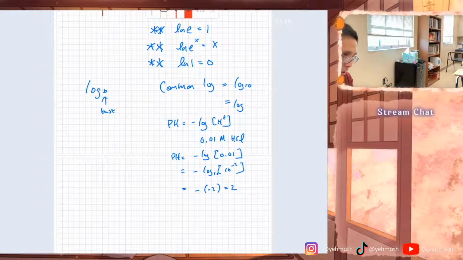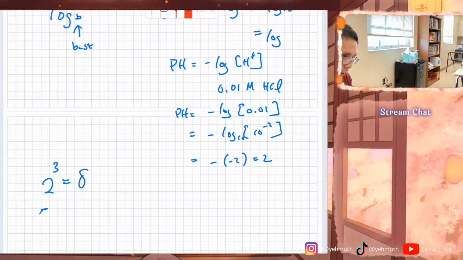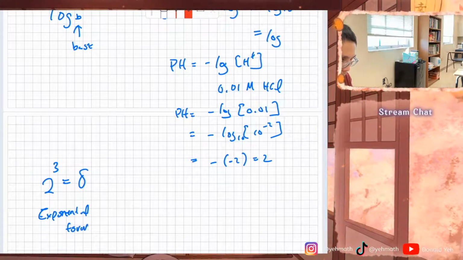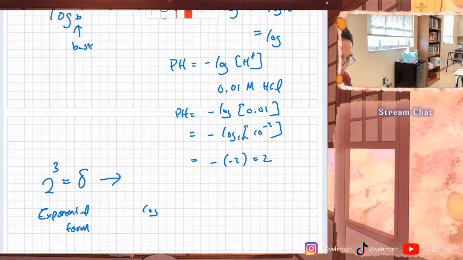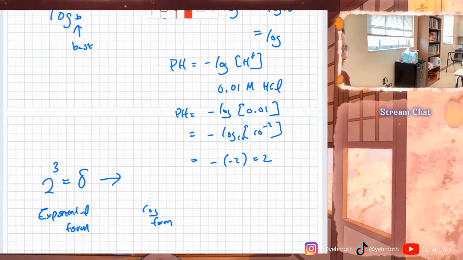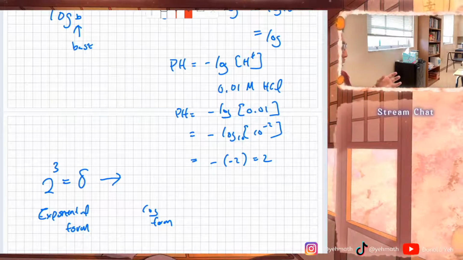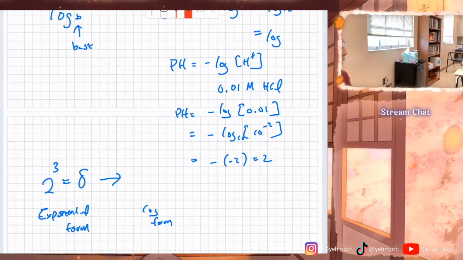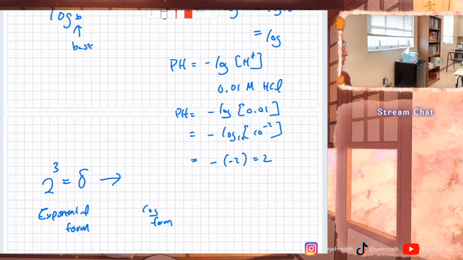In a regular situation, let's say you have 2 to the third power is equal to 8. This is called exponential form, and you can convert to logarithm form. How do you convert to log form? Do you know? If I have 2 to the third power is equal to 8, it's a true statement, right? Can I convert to log format and that still holds true? How?